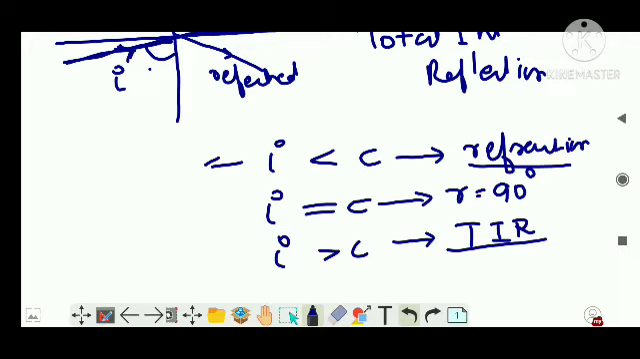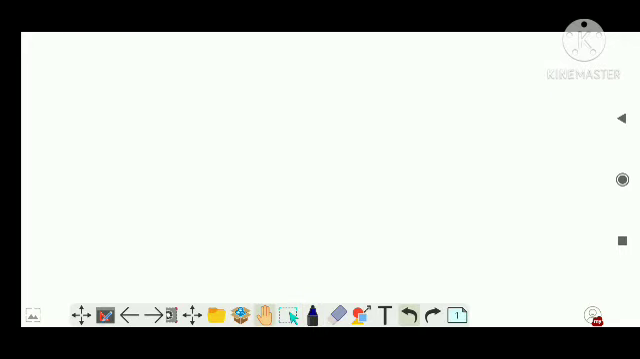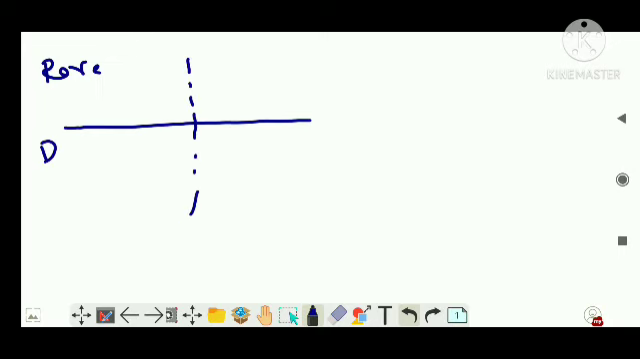Clear? Right. Now we are going for mathematical calculation. If the question is asking you to calculate, so this again is the interface of two media. This is rare, this is dense, and this is normal, right? This is the angle of incidence. Let's say this is i, right? And at critical angle, let's say this angle of incidence is critical angle. That's why we found the refracted ray just grazing. So what is r? It is 90. Angle of refraction is 90 degree.